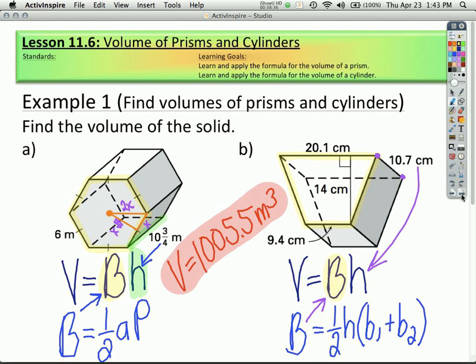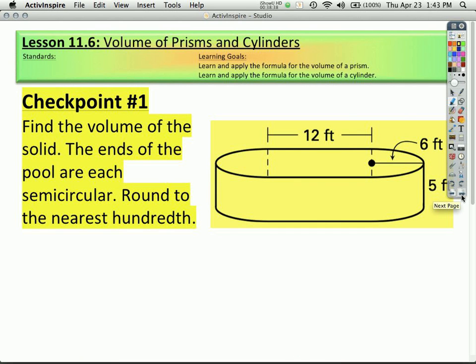All right, checkpoint number 1. The shapes on your little sheet that I gave you are not in order, so you have to find the right shape to use. Find the volume of the solid. It's supposed to be a pool. The ends of the pool are semicircular. Round to the nearest hundredth. One last little note, this is not drawn to scale.